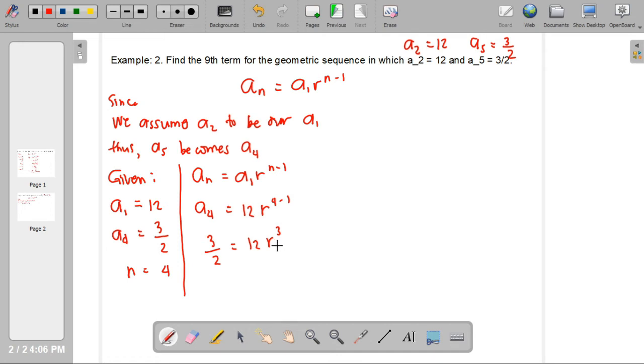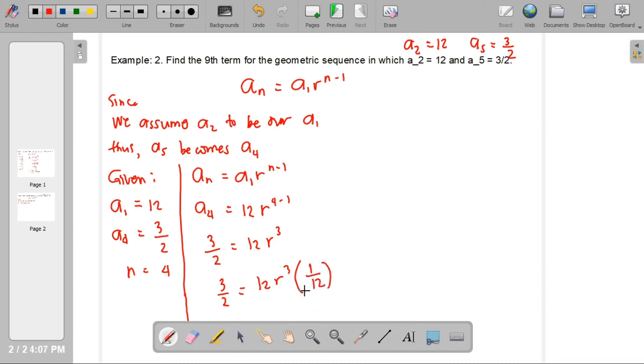To find the value of r, the first thing that we have to do is divide both sides by 12. You might get confused because dividing by 12 leaves fractions. So, to avoid confusion, here's what we're going to do. We will instead multiply both sides by 1 over 12. Actually, it is the same. So, this is 3 over 2, that's equal to 12 r cubed. We will multiply 1 over 12 here.